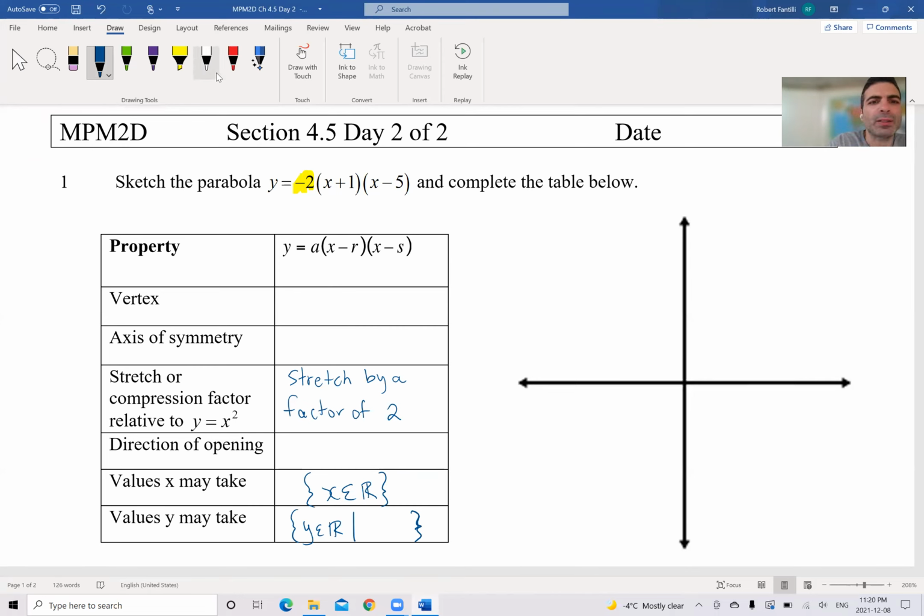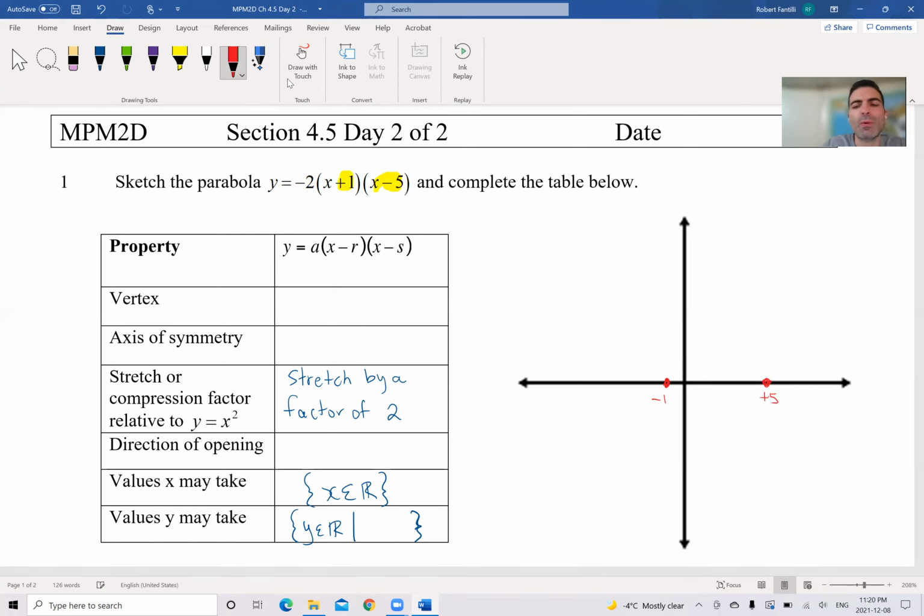Now, when I'm looking at this, I know the stretch or compression factor is -2. I know it's a stretch. It opens down because it's negative. And I see a +1 here and a -5. So I know that my roots are actually -1 and +5. Something like that.